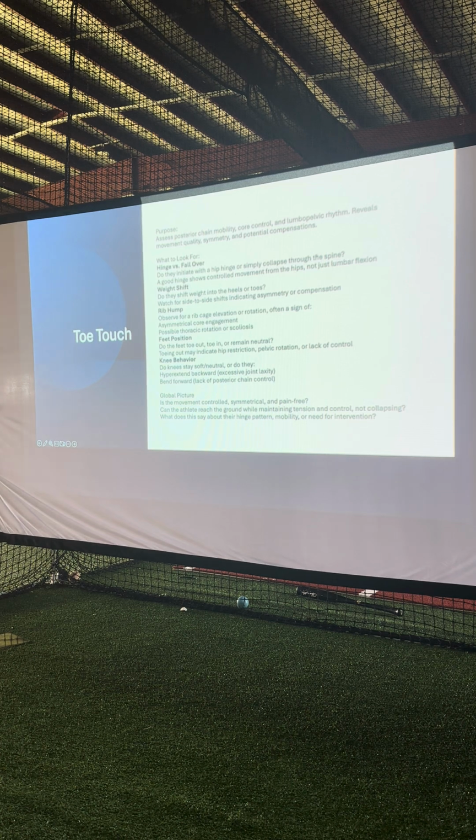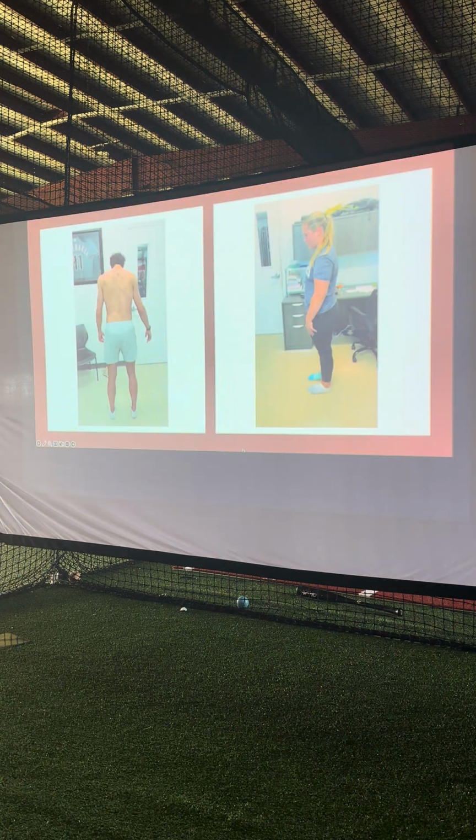Feet position, do they externally rotate? We saw that in our slide earlier. Knee behavior we talked about. But is the movement controlled? Is it asymmetrical? Are they bending over? Are they hypermobile? All of those things. And then these are some videos to take a look at. Let's look at this one first and tell me what you think.